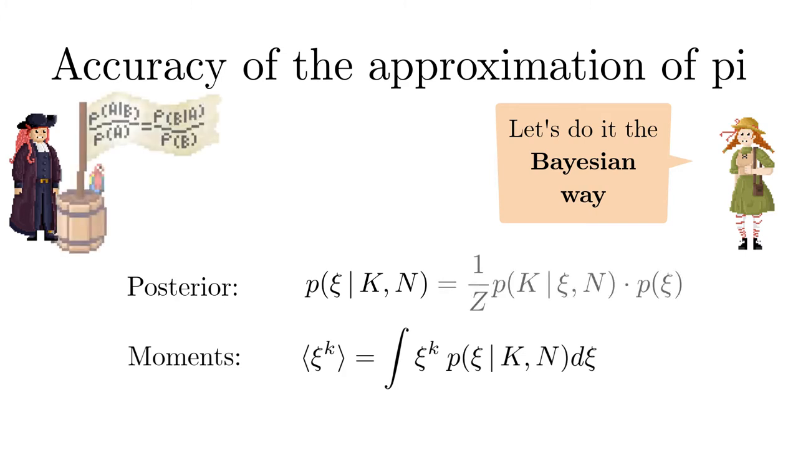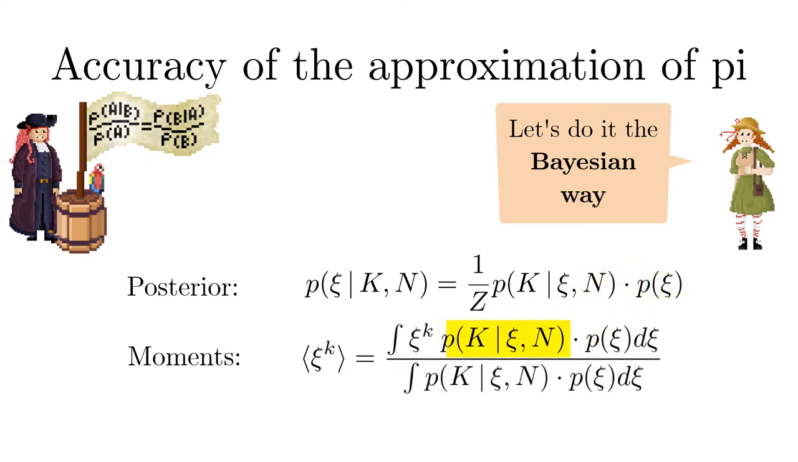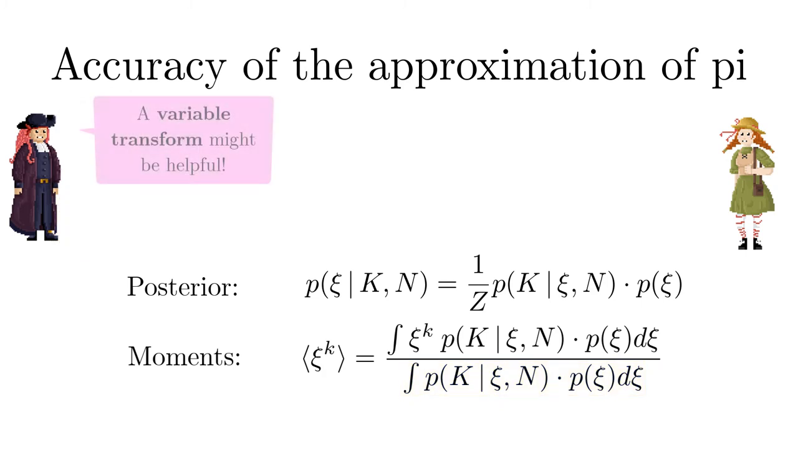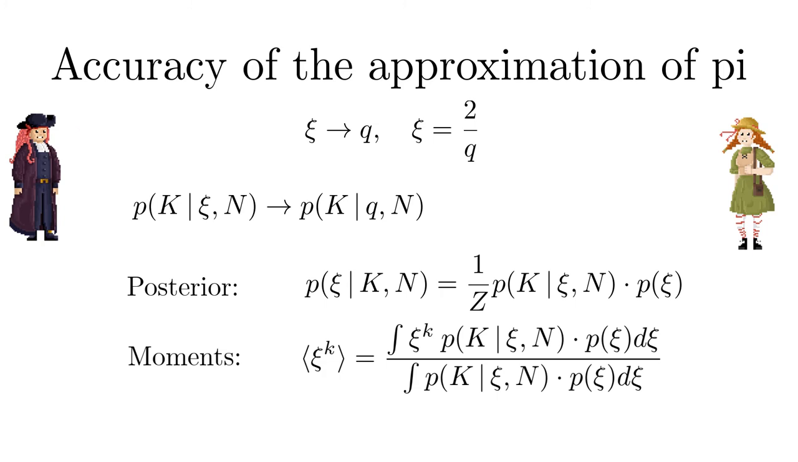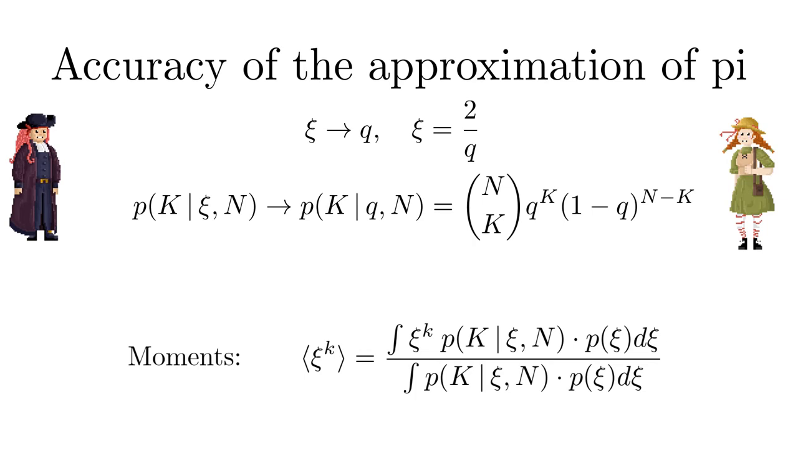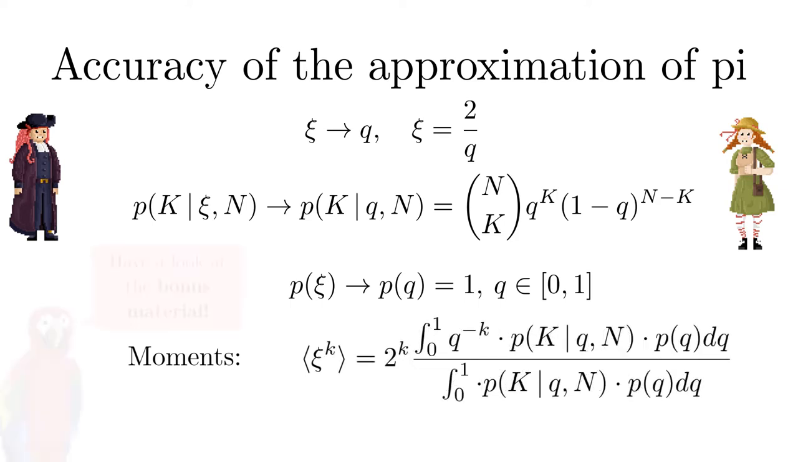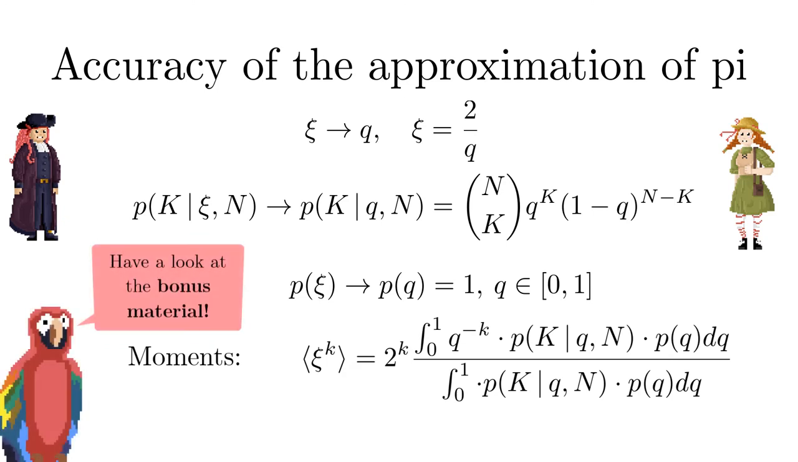For the posterior, we invoke Bayes' theorem to obtain a product of likelihood and prior. The moments can then be calculated as integral over likelihood times prior with the explicit normalization. Now, it is advantageous to introduce a variable transformation from xi to the cut probability q, because then likelihood and prior are easier to grasp. The likelihood then turns into the binomial distribution, and for the prior, we assume for simplicity the uniform distribution on the unit interval. The remaining integrals involve beta functions and can be determined analytically.